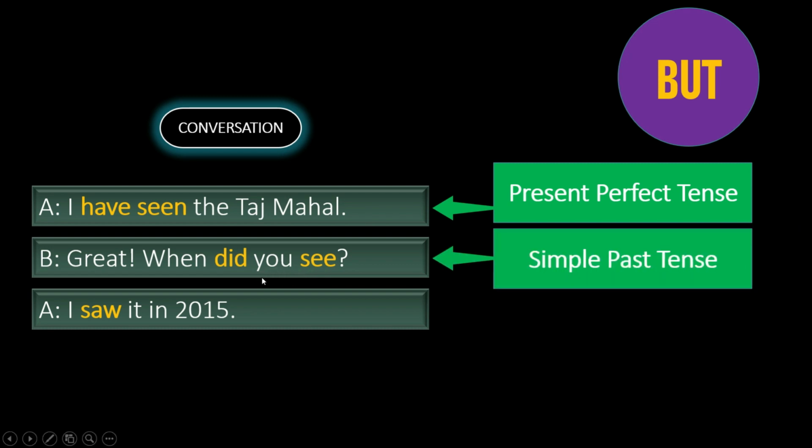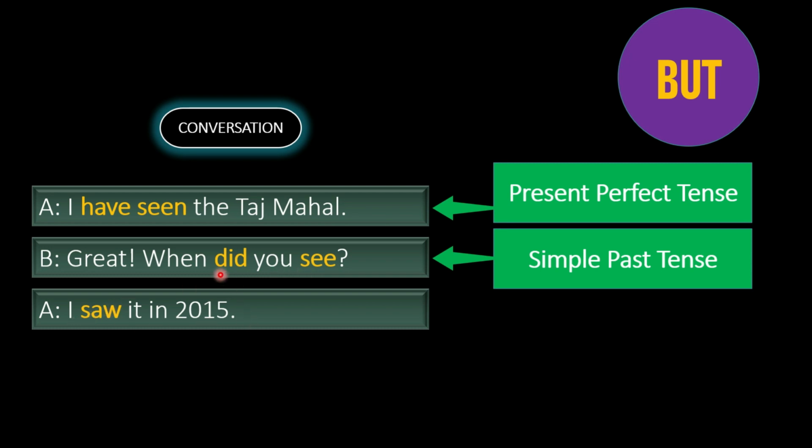Why do you think he used simple past tense here? Because he really wanted to know when Mr. A saw the Taj Mahal. See here, this is the key word here, when. When you mention the word when, you need to use simple past tense. I mean, most of the times, especially here. When did you see? Now the answer is, I saw it in 2015.